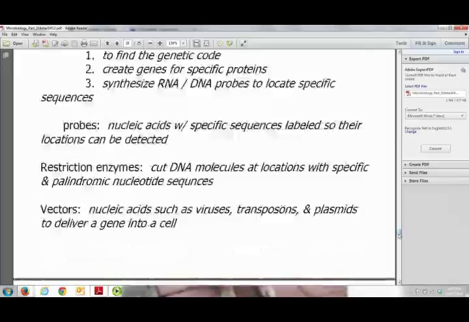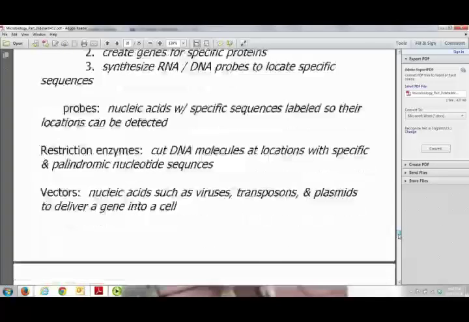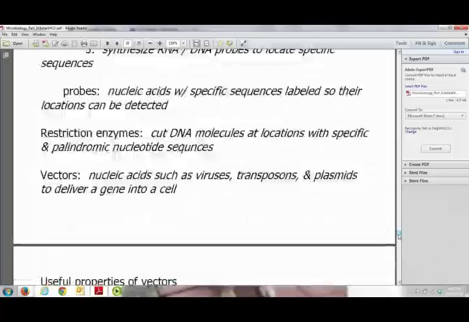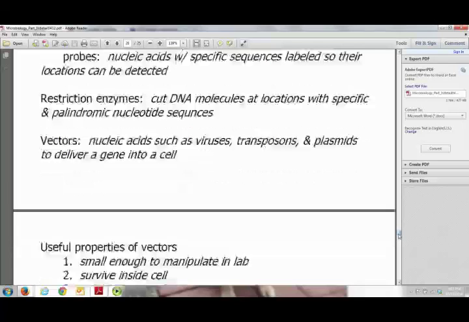Restriction enzymes are going to cut DNA molecules at locations with specific and palindromic nucleotide sequences. When you cut at a specific location, then you can insert a gene into that specific location. Vectors are nucleic acids such as viruses, transposons, and plasmids that we use to deliver a gene into the cell.